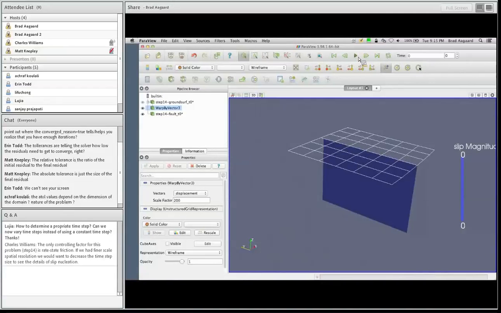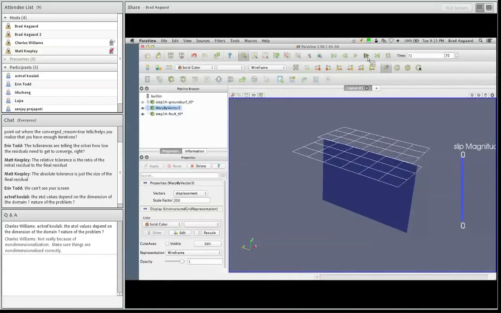So let's play the movie. So I'm seeing stick slip behavior. So it looks like, using an absolute nonlinear solver tolerance, we're able to get away with a much larger absolute solver tolerance than what we had in the beginning. So we had to make sure that our linear solver tolerance was smaller than our zero tolerance associated with catching the stick slip.